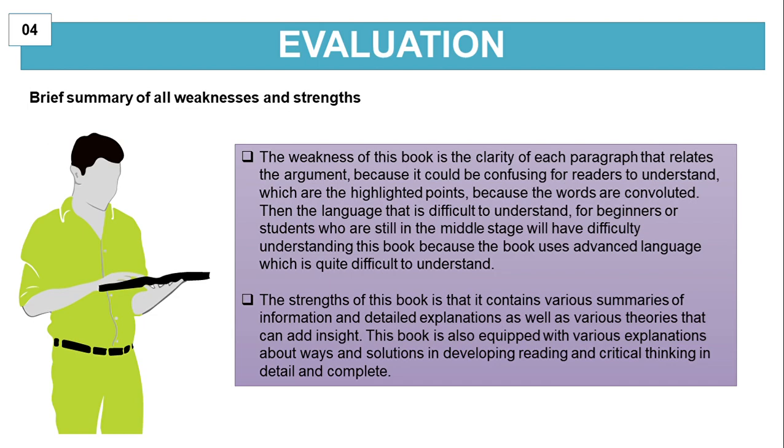Right. We go to the last part, which is the evaluation. This is the brief summary of all weaknesses and strengths of the book. So here I have stated the weakness and the strength of the book. The first weakness of this book is the clarity of each paragraph that relates to the argument, because it could be confusing for readers to understand which are the highlighted points, because the words are convoluted, and the language is difficult to understand.